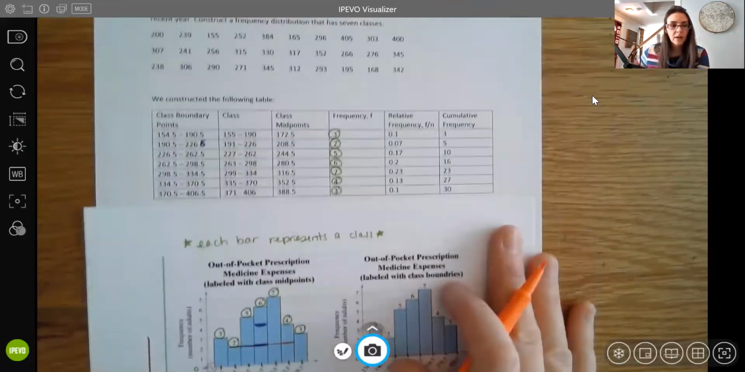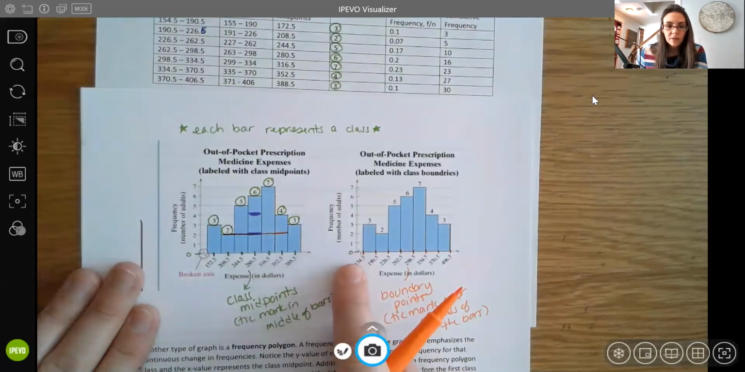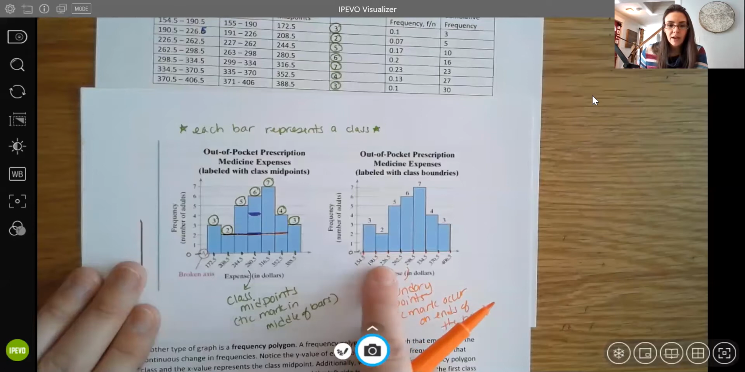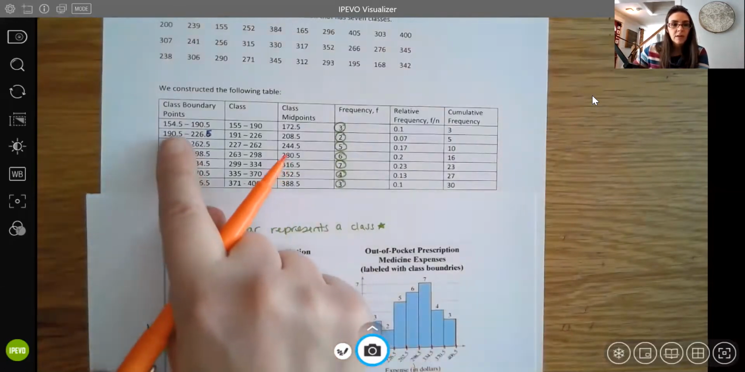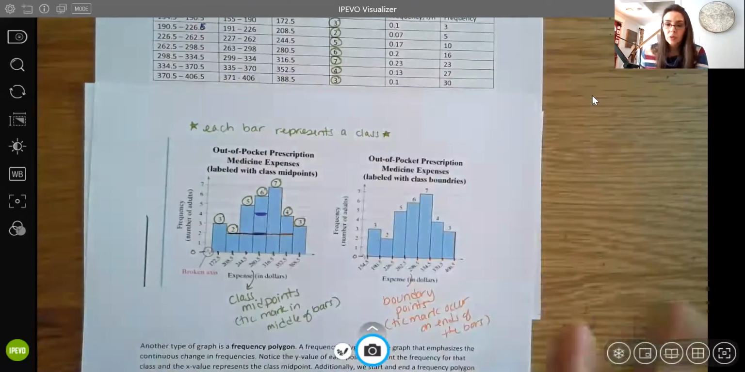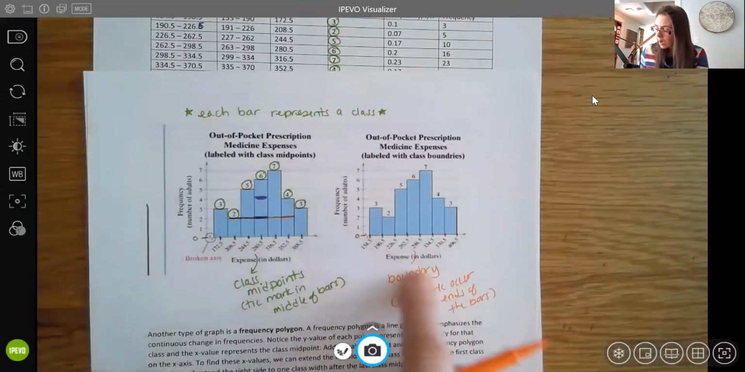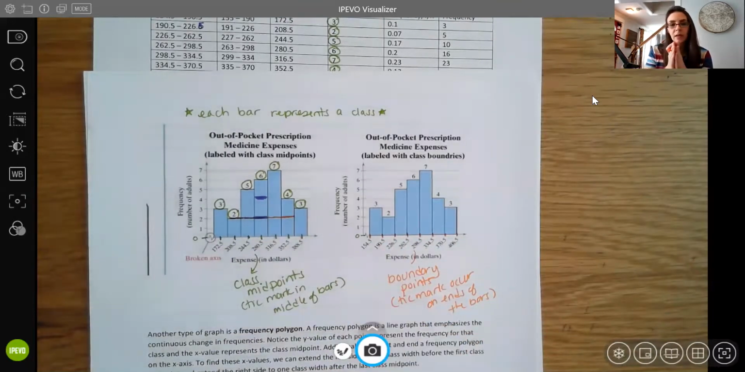And again, you can see them up here, right? 154.5, excuse me, 190.5. And then the next bar was 190.5 to 226.5, right? So you can see all those values there for the boundary points. So that's another way to do it, okay? And again, we do use boundary points often as well, so we can get those bars to touch, right? Because we're kind of giving a spot for that space in between the classes. So using those class boundary points allow us to let those bars touch as well.